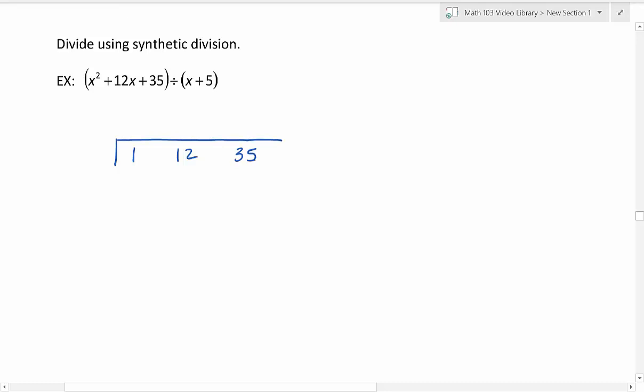On the outside, we want to put the 0 of the divisor. To get the 0 of our divisor, we're just going to take our divisor, set it equal to 0, and solve. We get x to be -5. So that's what goes on the outside. We're going to skip a line underneath the coefficients of our dividend and then put a horizontal line.